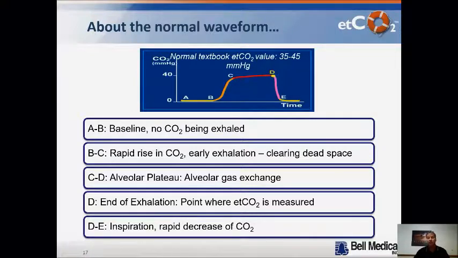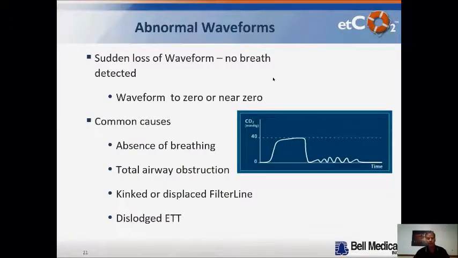C to D is full exhalation, and you get to a point at D, which is the end point of exhalation, where you've completely exhaled, and now you're about to inhale. So that's where we measure our end-tidal CO2 value. And then you start to inspire, and that creates a rapid decrease in CO2, and then you're back to your baseline. So that's the traditional CO2 waveform that you will see. Once again, D being where we measure the end-tidal CO2 value that you'll see on a monitor.